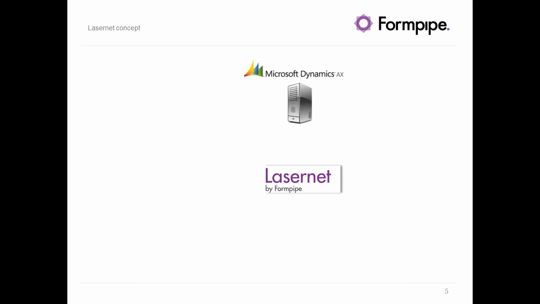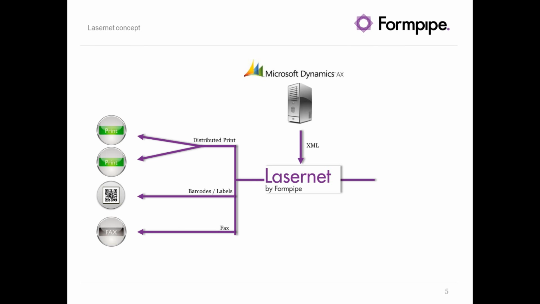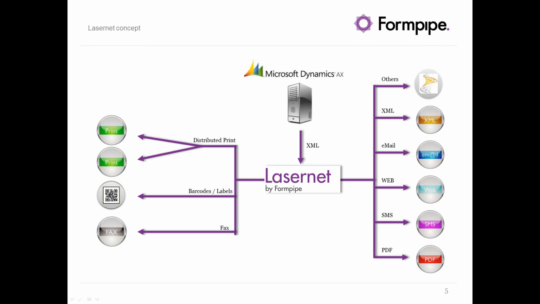The LaserNet solution for Microsoft Dynamics AX 2012 works in the following way. The Exapter plugin generates an XML, which includes the distribution rules, archive path, the data from the report, and extra added data. The XML file goes into the LaserNet server, where it is transformed into the right layout and converted into the right format. It is then distributed through the right channels and archived.